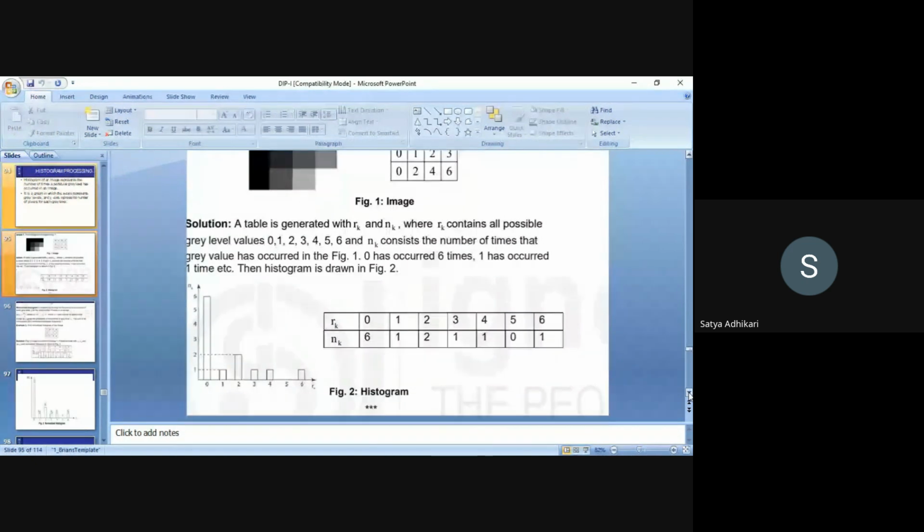Now let's see the corresponding histogram. The x-axis represents the pixel values 0, 1, 2, 3, 4, 5, 6, and the y-axis represents the number of times, NK. NK stands for the number of times. 0 occurs 6 times, so that is why you see the height of the bar for 0. Then 1, 2, 3.